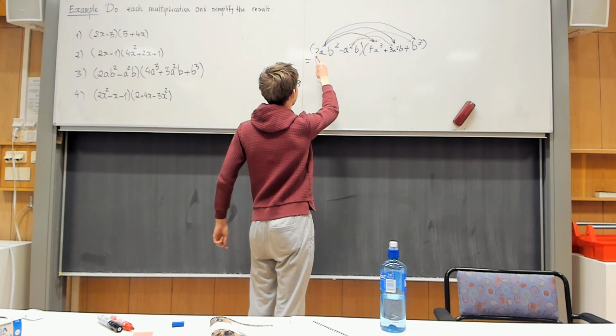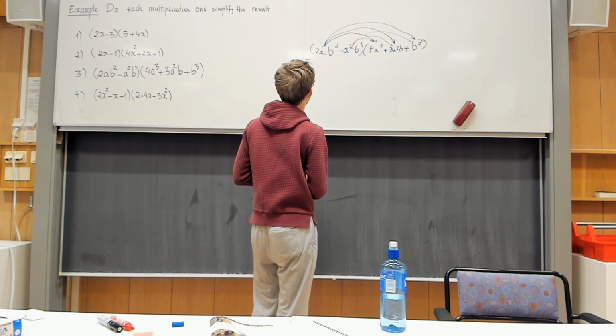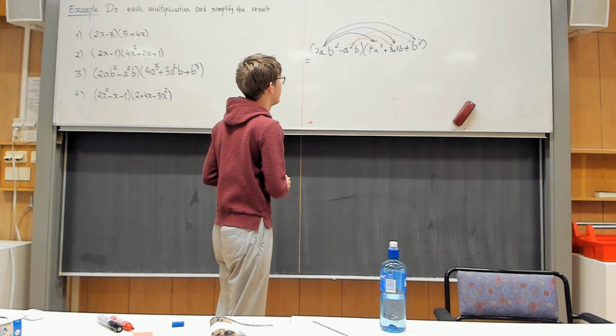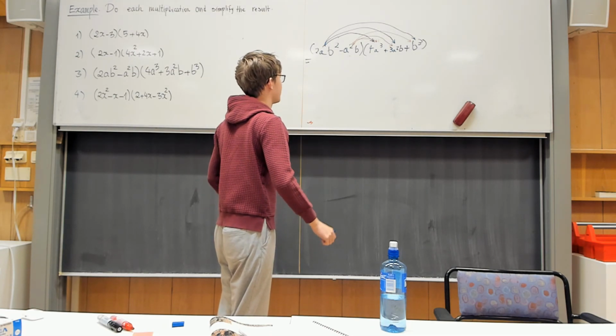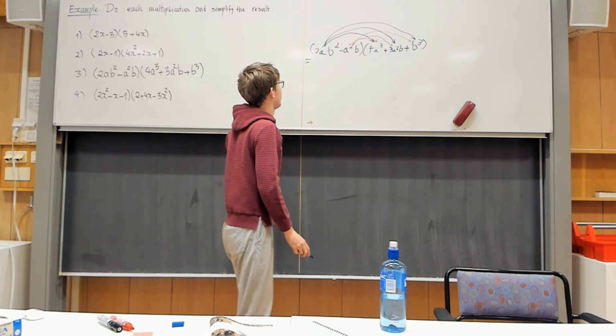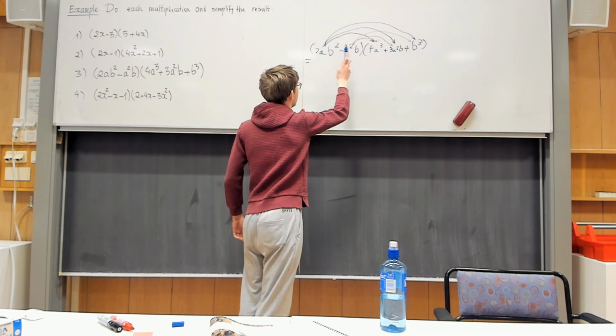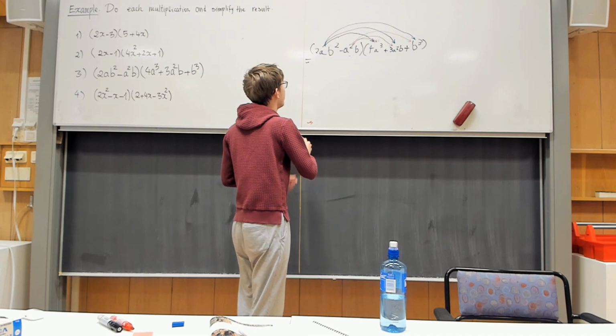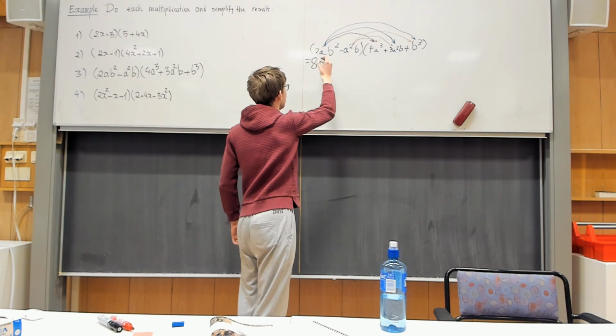Well, this first one, 2 multiplied by AB squared and times 4A cubed. Then we can start by multiplying the two coefficients, 4 and 2. So that becomes 8.